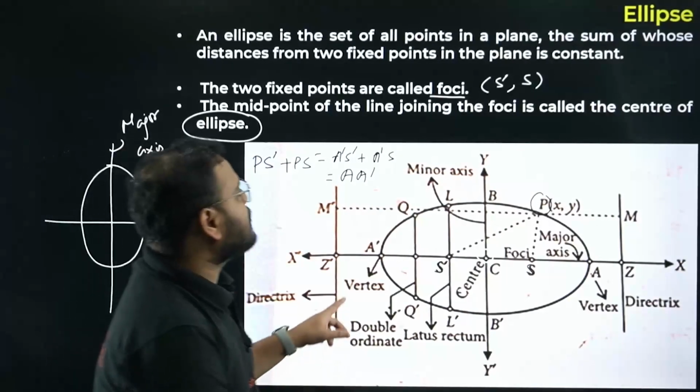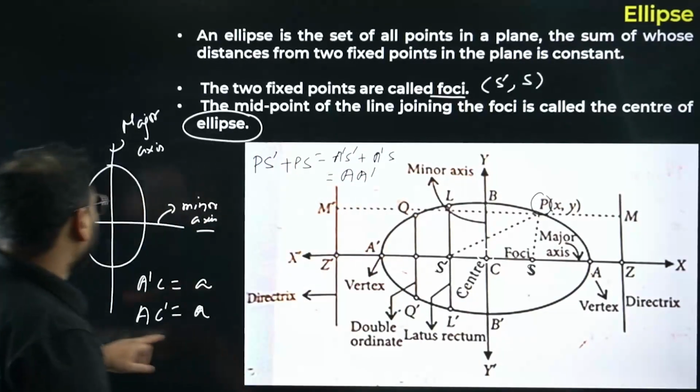Okay, because total distance is how much? 2A. Okay. Let's move on now.